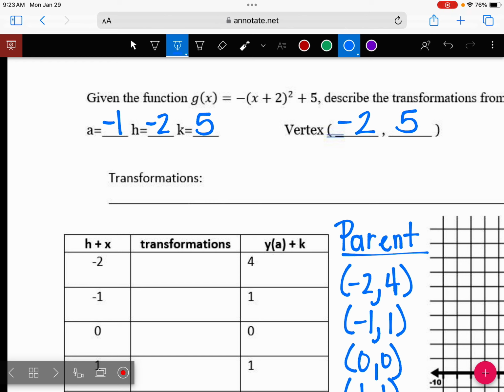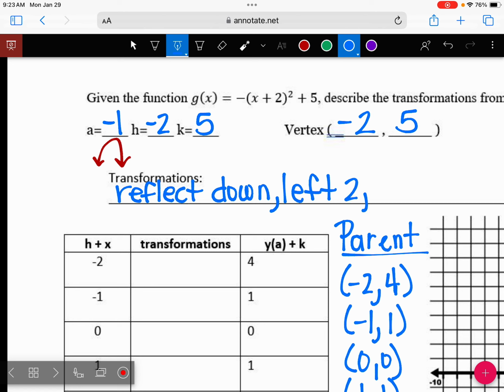All right, somebody else. What about my transformations? Because A is -1, what is it going to do? Reflect down. Let's write that. So now this one, because it's negative, this negative is going to make it look like a frown. All right, what about that -2? What is that going to do to my graph? Go left 2. Good. And then lastly, what about that +5? Up 5. Good.